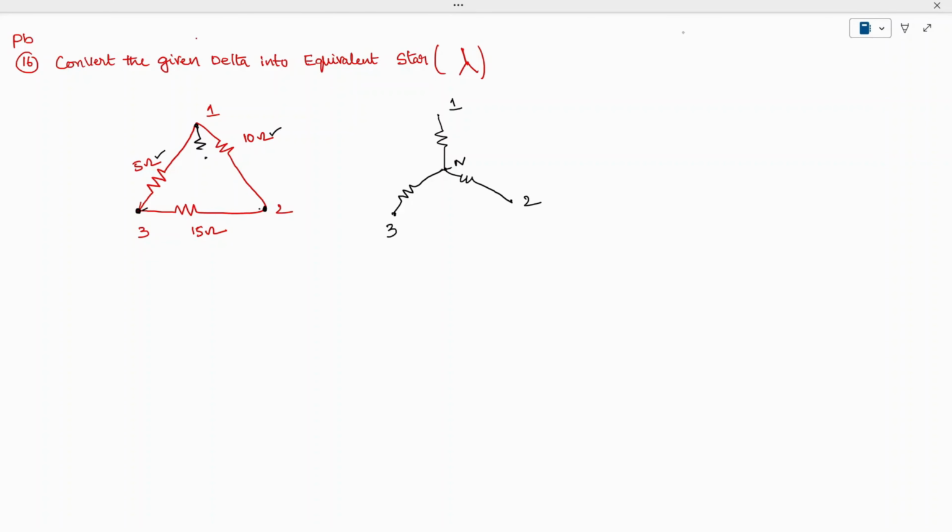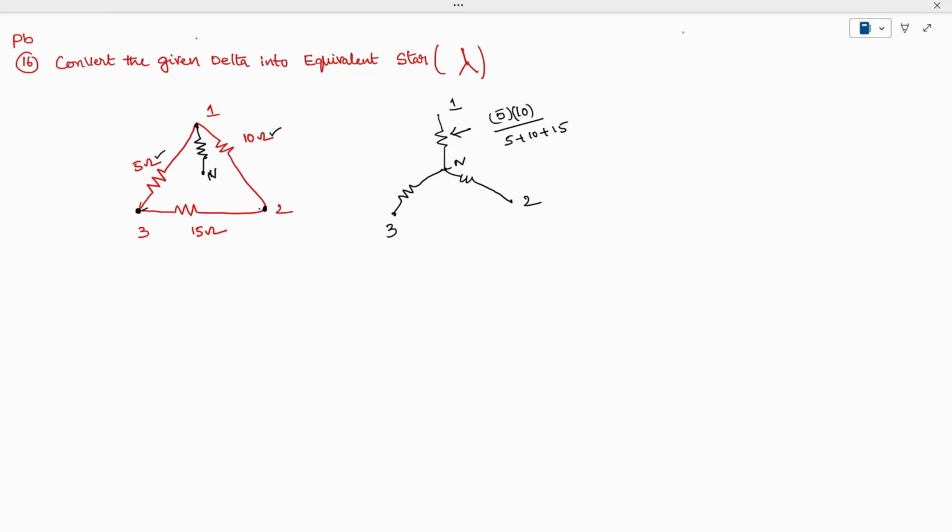So in order to make it clear, I'm drawing the elements within the delta itself. So this will act as the neutral. So I want this black color resistor. It is connected between two elements, 5 as well as 10. So this black is connected to which two arms? 5 and 10. So that product I have to write down: 5 into 10 divided by the sum of the three branches. So what is the sum? 5 plus 10 plus 15.